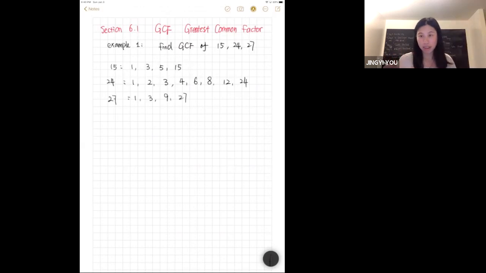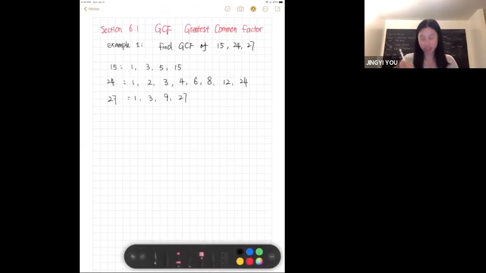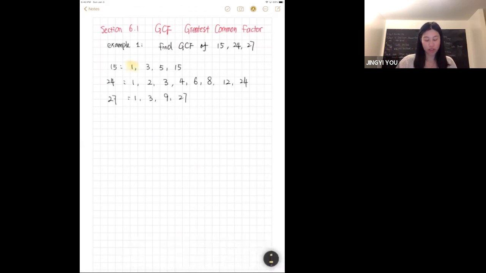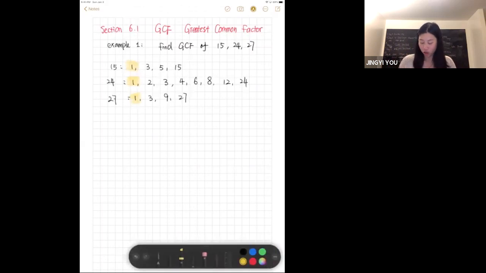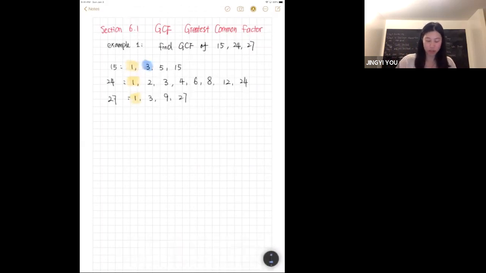If I miss any factors, please let me know. Shoot me an email or comment below. So now we have found all the factors of each number. The next step is we want to find the common factors. The first common factor they have is 1, right? They all have the factor 1. So the second common factor would be 3, right?